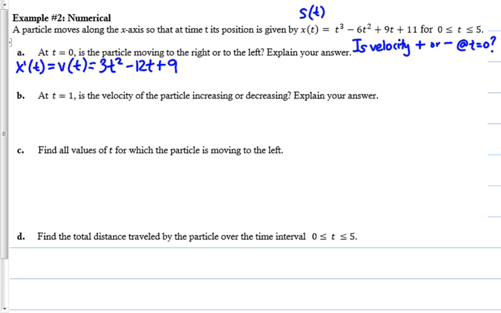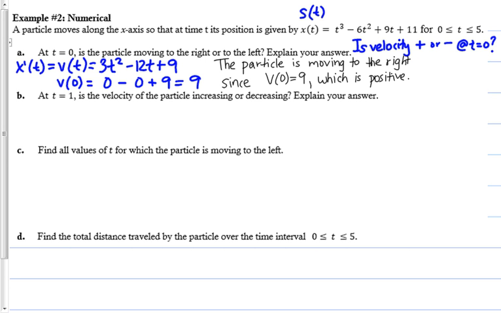Okay, so I want to know if it's positive or negative at 0. So I'm going to plug in 0. And I'm going to get 0 minus 0 plus 9. So my answer is a positive 9. So therefore, the particle is moving to the right because it's positive, since v of 0 equals 9, which is positive. So I'll write that down. So there you go. That's my explanation. The particle is moving to the right since v of 0 equals 9, which is positive. Obviously, if it had been negative 9, then I would say, oh, it's moving to the left, right?